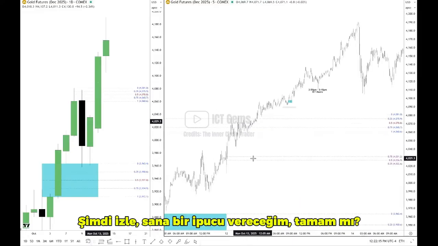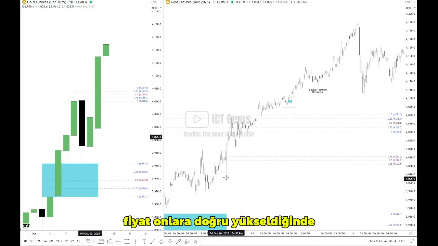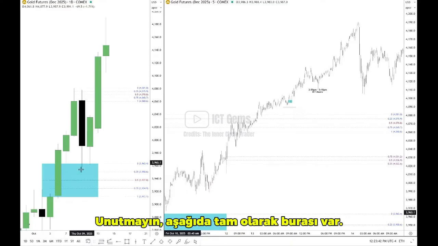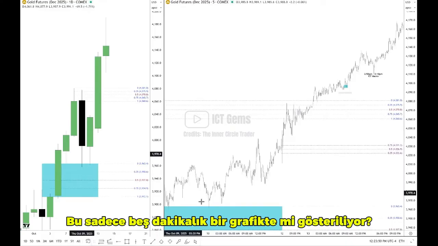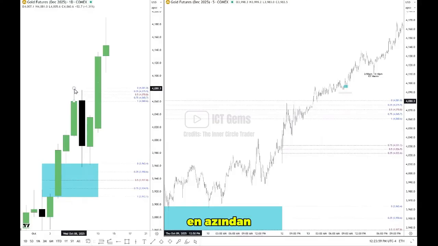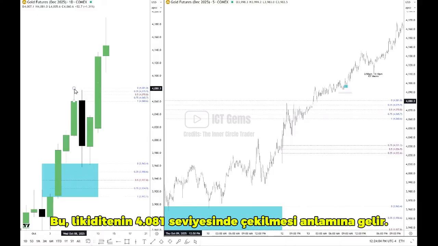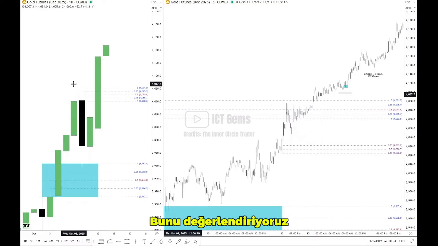Now watch, I'm going to give you a tip, okay? So these levels carrying over to the right, when price trades up to them, if, now watch, if when we trade up to premium arrays, we went down here, that's this right here. All these moves from these lows here is just shown on a 5-minute chart. That's this right here. So if it's going to go higher, we've been bullish for a while, at least we would try to see it trade up into this high. That would be the draw on liquidity, the 4,081 level. If that's the case and it's a wick, we grade that.